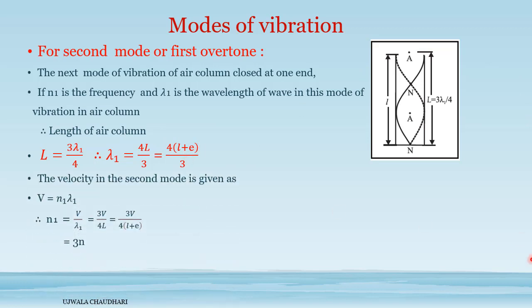So, the velocity in the second mode of vibration, V equal to n1 lambda 1. Therefore, n1 equal to V upon lambda 1 is equal to 3V upon 4L is equal to 3V upon 4 into l plus e. Now, V upon 4 into l plus e, that is n. So, you will get here 3n.